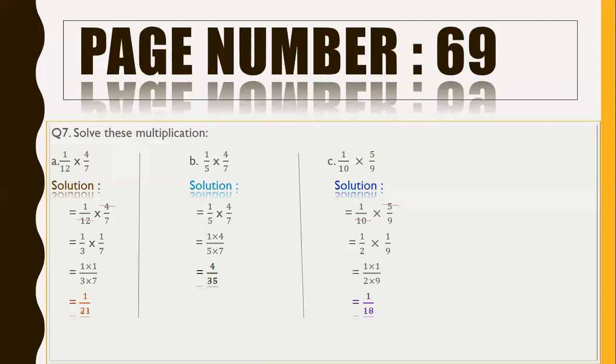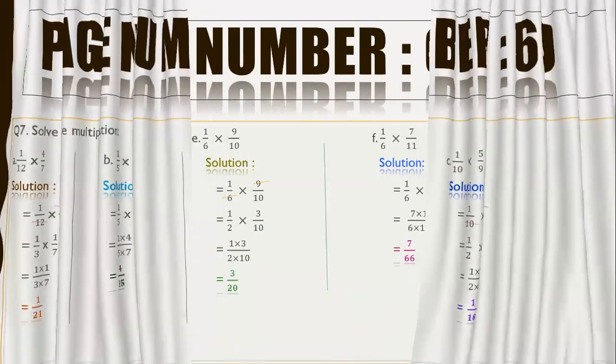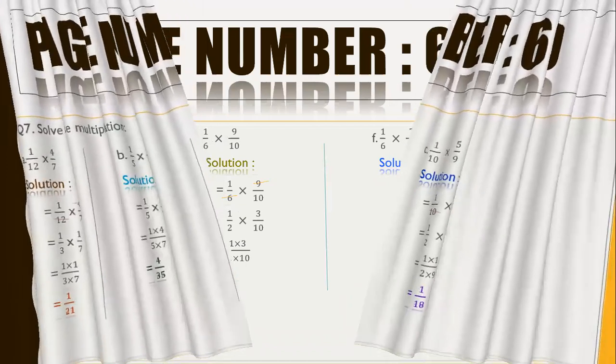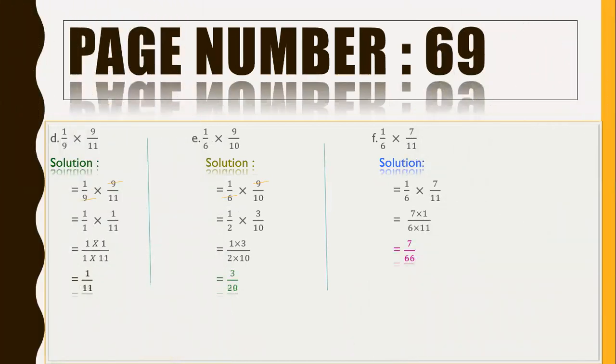When we cancel 10, instead of 10 we write there 2 and instead of 5 we write there 1. So the first fraction becomes 1 over 2 and the other is 1 over 9. 1 over 18 is our required fraction after the multiplication of 1 over 10 multiplied by 5 over 9. Part D, 1 over 9 multiplied by 9 over 11.